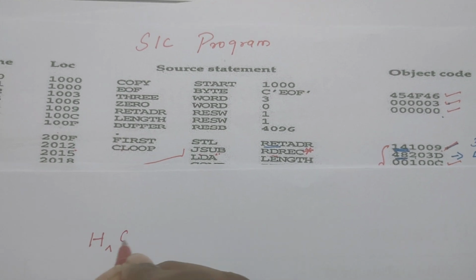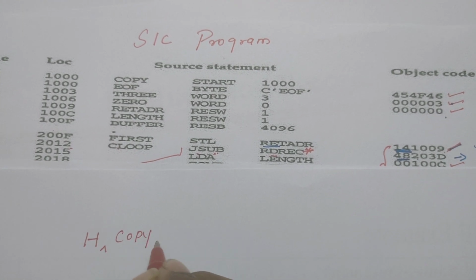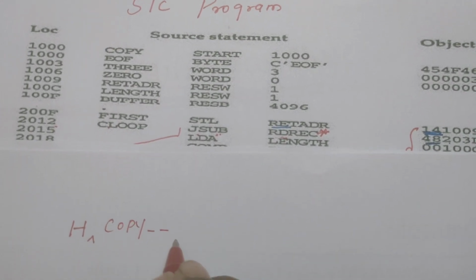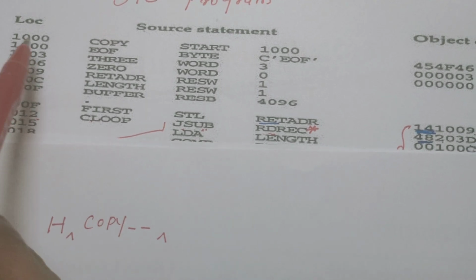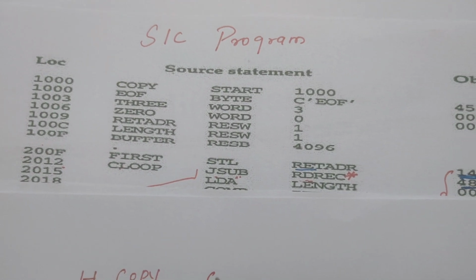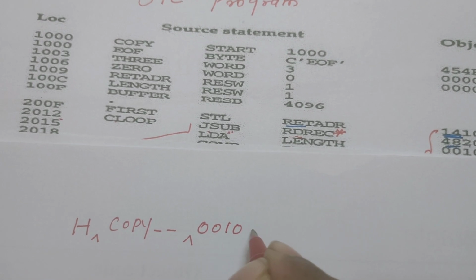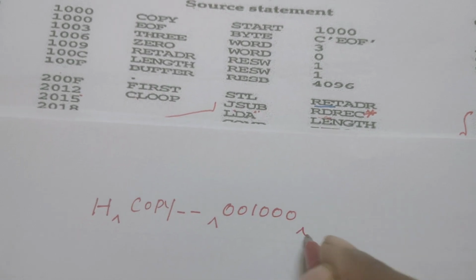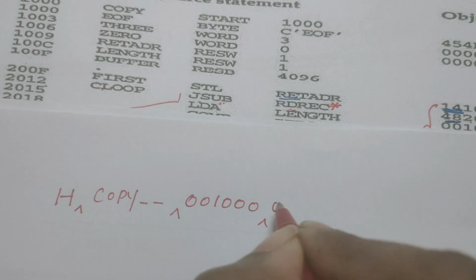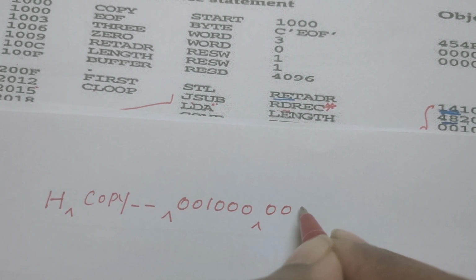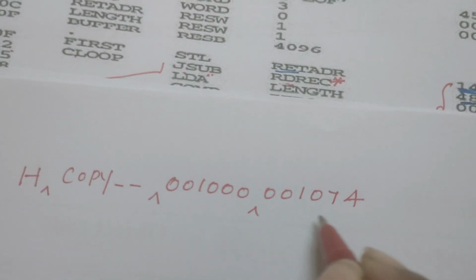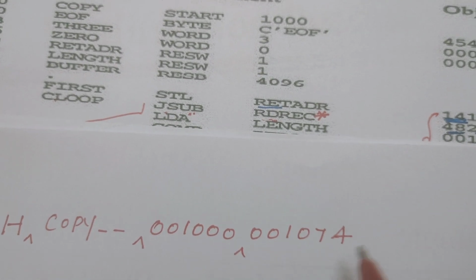The name of the program is COPY. Of course, for storing the name of the program, there are 6 columns. We have used only 4 columns. And the starting address of the program is given as 1000, so let us write it as 001000 because 6 columns are there. Afterwards, we need to write the length of the program. Let me write roughly 107A now, because this is not a big botheration as of now.